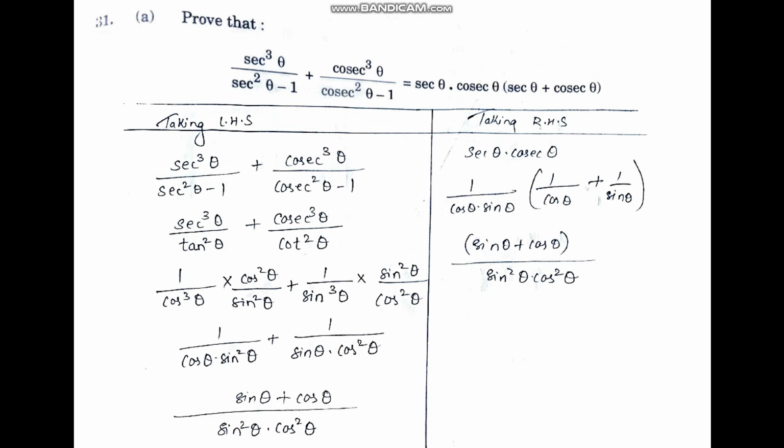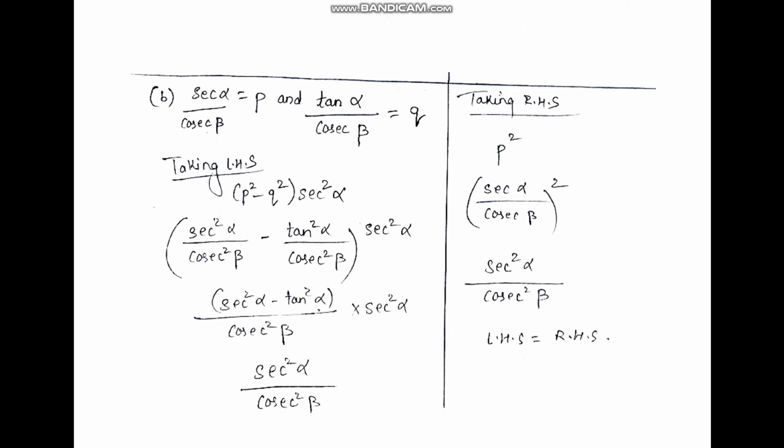The LCM will be sin square theta into cos square theta, and in the numerator we get sin theta plus cos theta. Similarly, when we are solving the RHS part, sec theta into cosec theta, and in brackets sec theta plus cosec theta. So sec theta into cosec theta can be written as 1 by cos into sin. Similarly, inside, sec theta is 1 by cos plus cosec is 1 by sin. So the LCM will be sin square theta into cos square theta, and in the numerator we are getting sin theta plus cos theta. That means LHS equals RHS, we have proved.